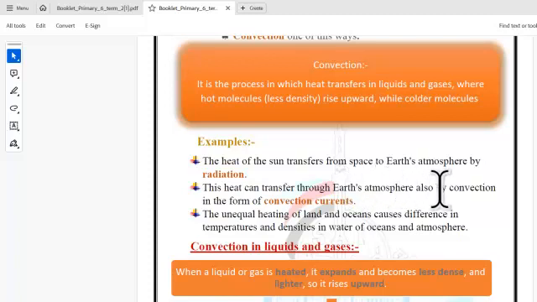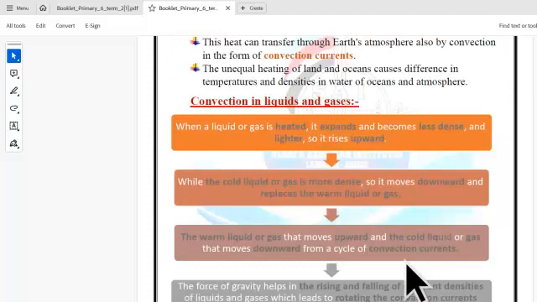from space to Earth's atmosphere by radiation. This heat can transfer through Earth's atmosphere also by convection in the form of convection currents. The unequal heating of land and ocean causes differences in temperatures and densities in the water of oceans and the atmosphere. Convection in liquids and gases.